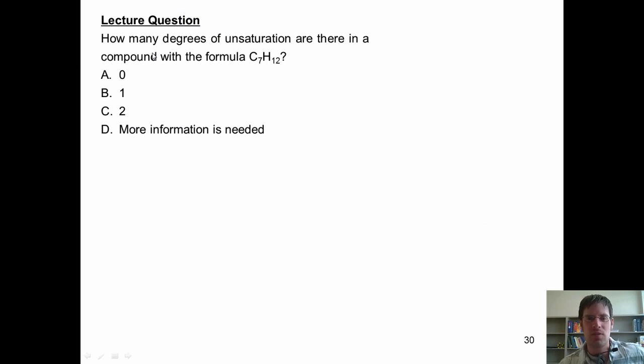How many degrees of unsaturation are there in a compound with the formula C7H12? Once again, to do this, we'd have to figure out what the formula for a carbon or C7 molecule would be if it were a straight chain alkane. What's the difference between that formula and this formula? And how many rings or double bonds would be required in order to go from the general formula to this formula? That's the number of degrees of unsaturation.